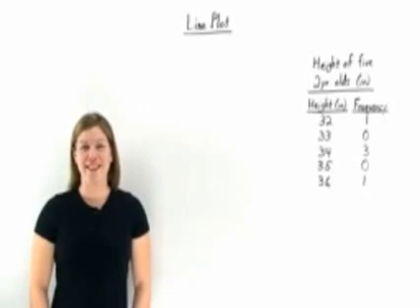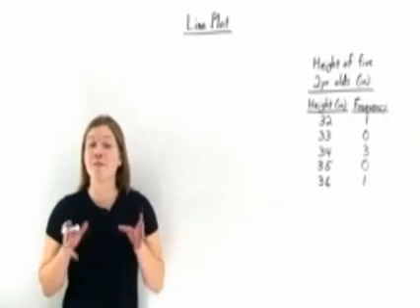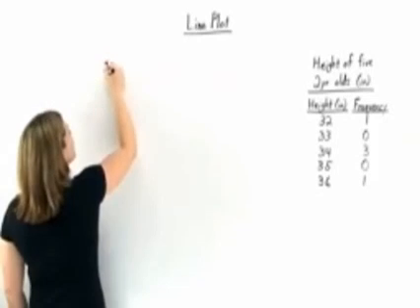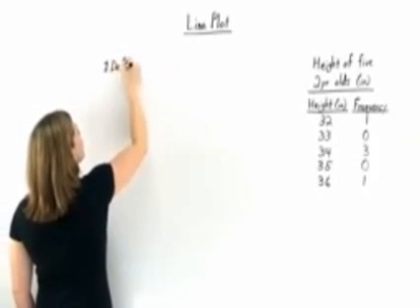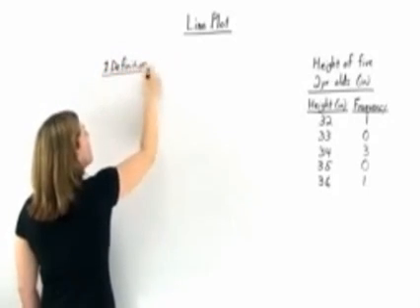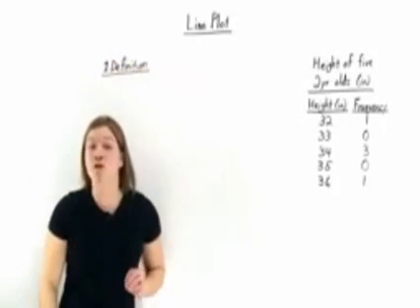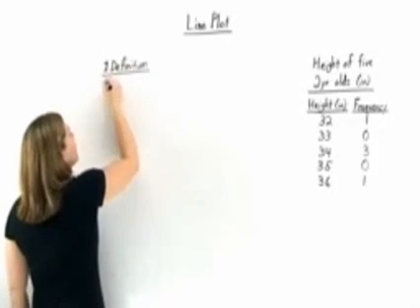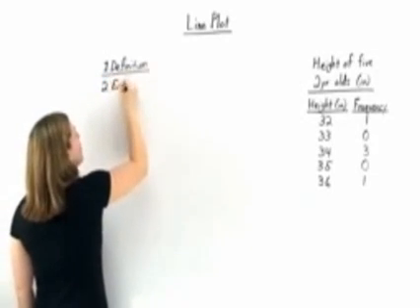What is a line plot? A line plot is a special type of graph that we use to visually see data. More specifically, a line plot is a special type of graph that shows the frequency of categorical data by putting x's above numbers on a line. To better get an idea of line plots, let's take a look at an example of one.